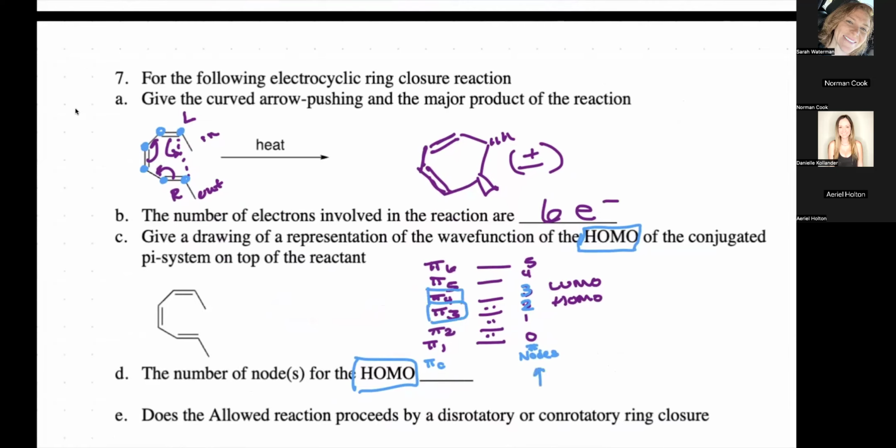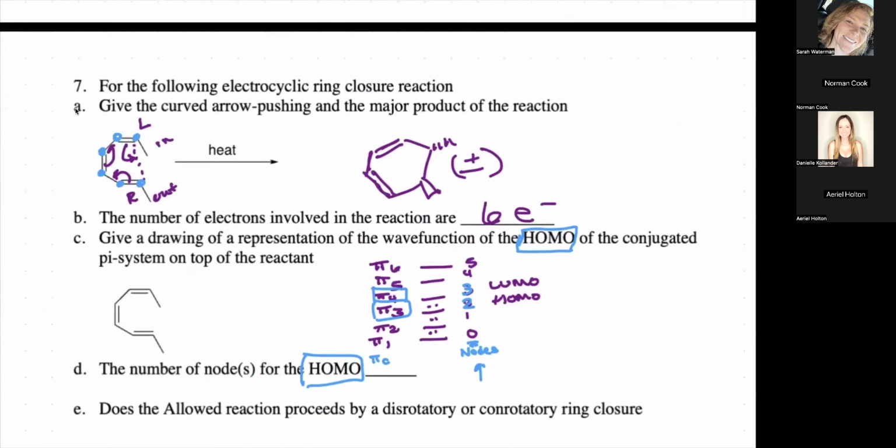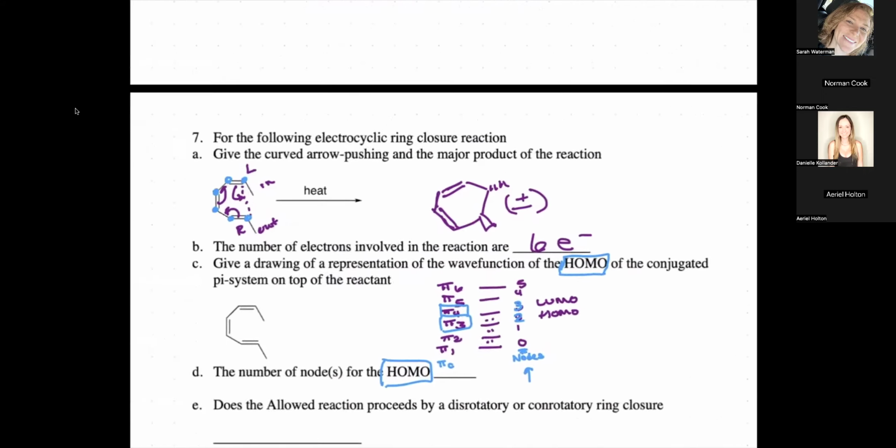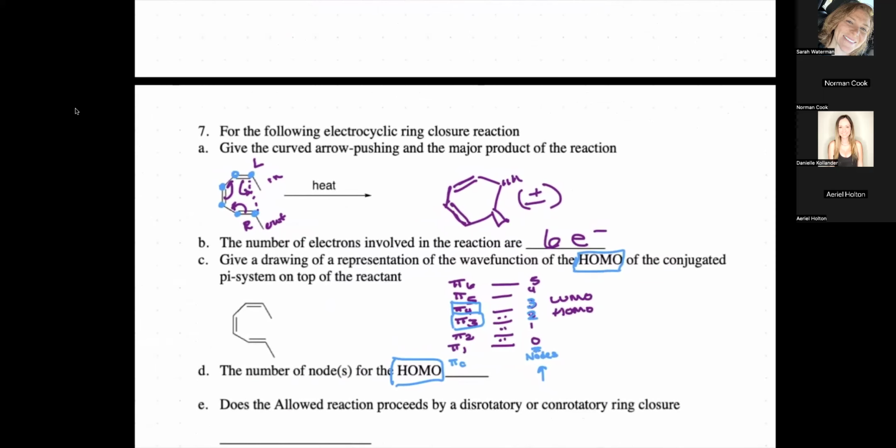I'm sorry. No, and then my follow-up question was how many nodes, right? But I was initially just asking what pi system the HOMO was associated with, and that's pi 3. Okay, sorry. No, I'm glad you clarified. I'm sure you're not the only person that had that question. So we have 2 nodes, okay?